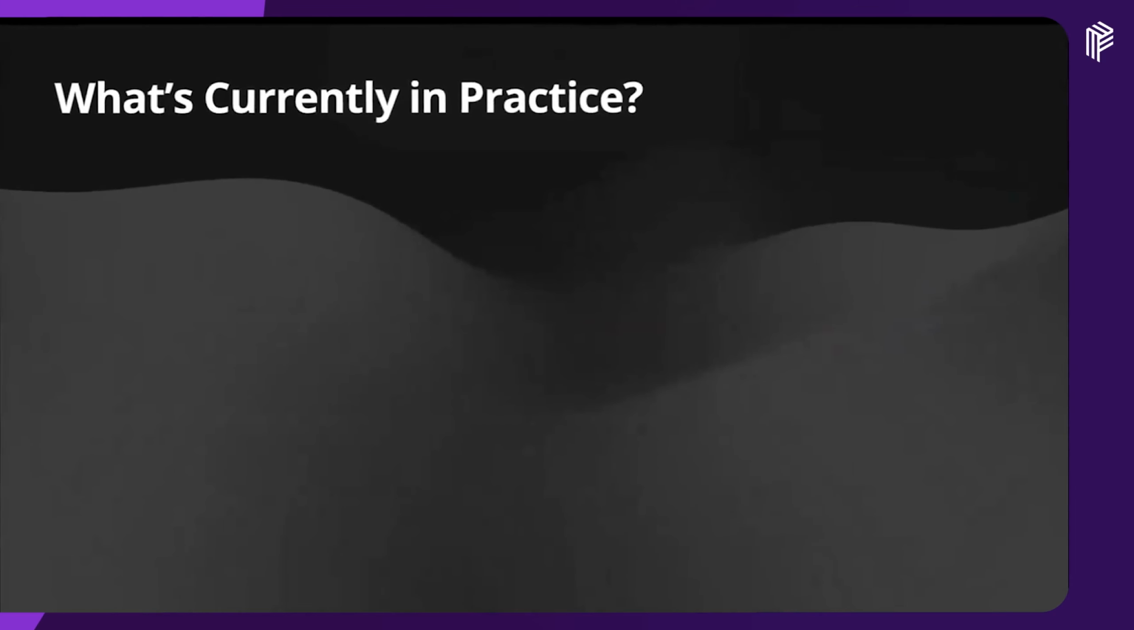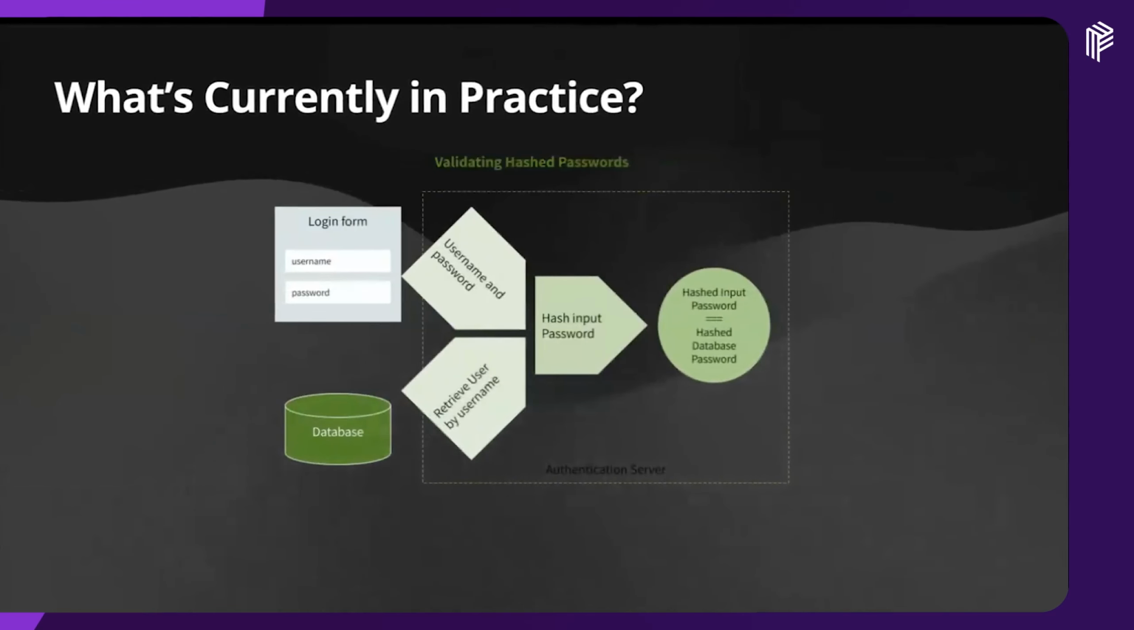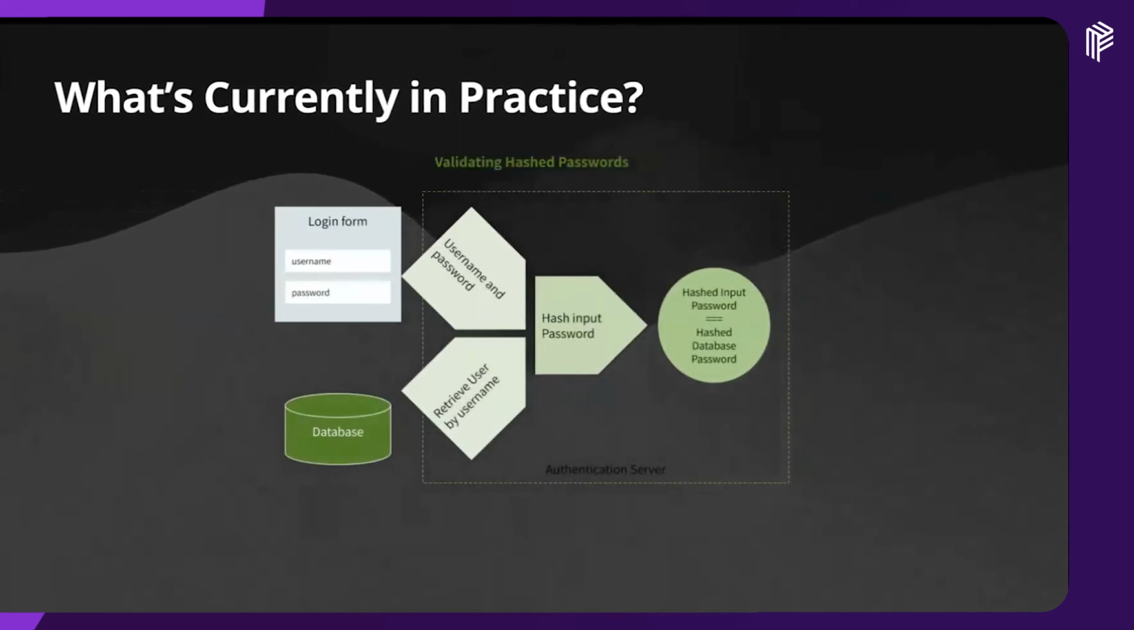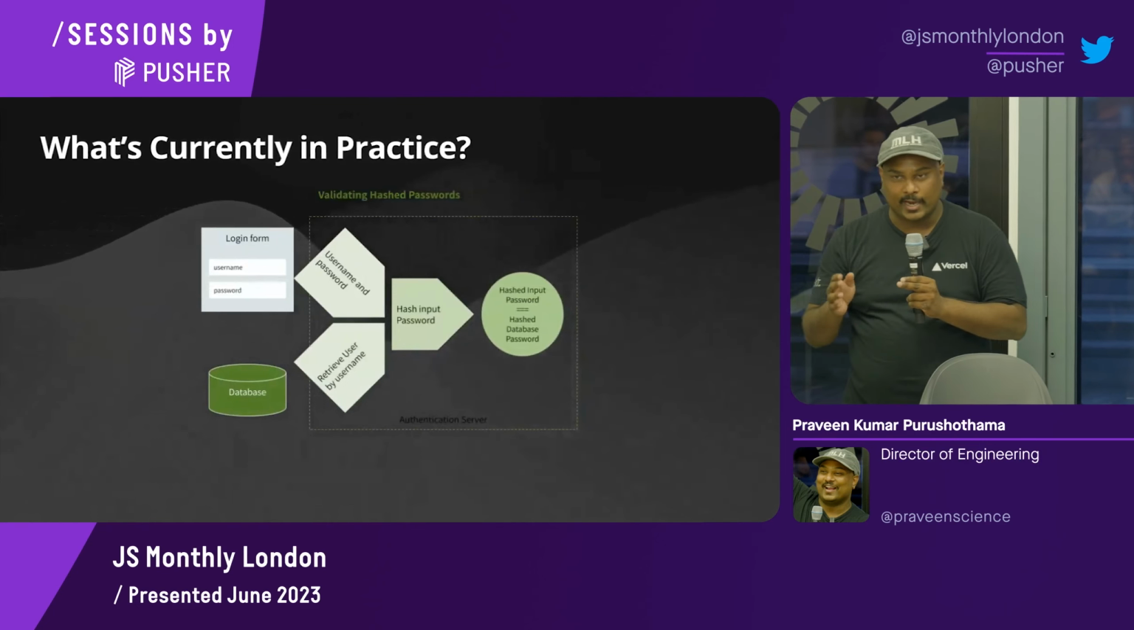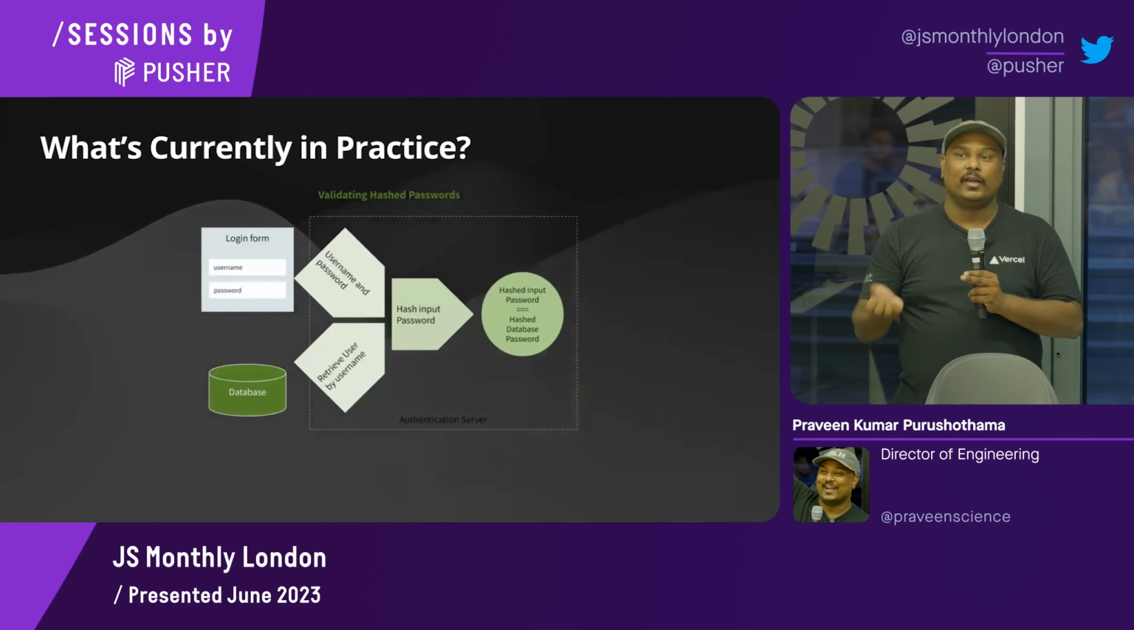But if we see the current practice, we get the username and password, and the password is converted into a hash. The difference between a hash and encryption is that hash is one way. Once you convert it into a hash and store it in a database or somewhere in the backend, it cannot be used to retrieve the original thing.